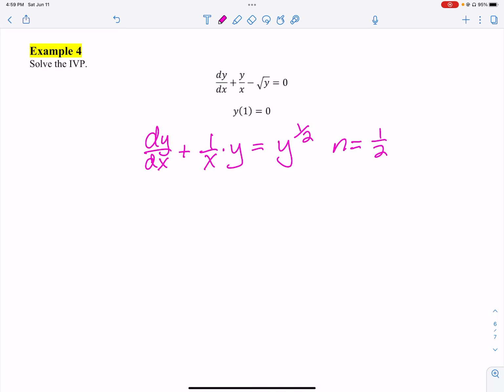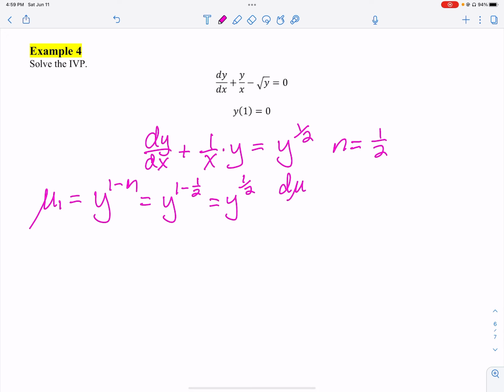So we start off, we call this mu1 because if it's a linear DE in a moment, then we're going to have another mu. So we call it mu1, and this is always going to be y to the 1 minus n. All right, so I got y to the 1 minus 1/2, which means mu1 is y to the 1/2. I can take the derivative with respect to x of that equation, and we get 1/2 y to the negative 1/2 dy dx, because it's implicit differentiation. I don't know what y is. That's what we're trying to find.